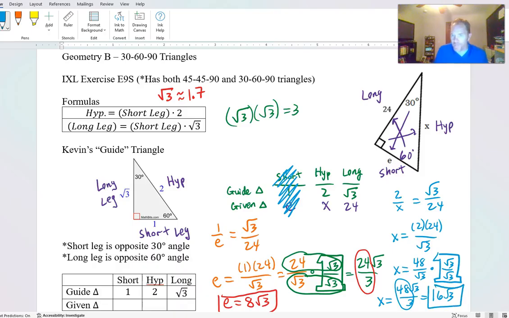So yeah, you can check those. They should check out. That hypotenuse should be the longest, short leg E should be the shortest, and 24 should be in the middle. But there you go.